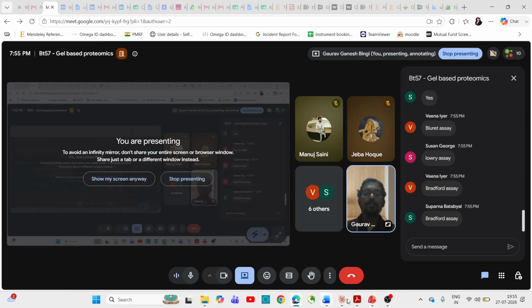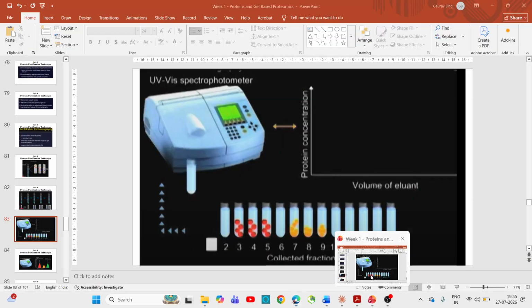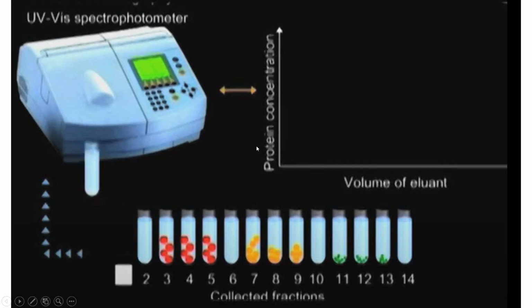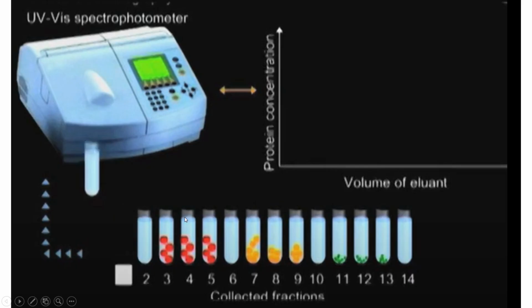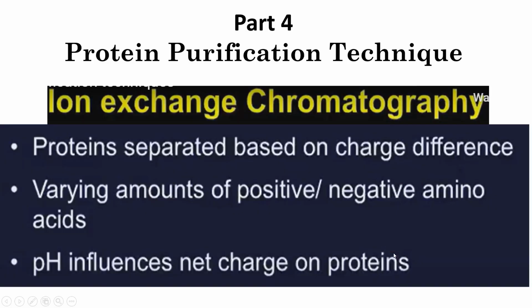So basically, after purification, those fractions can be analyzed by a Bradford assay, or just by UV spectrophotometer, or Folin-Lowry assay, etc. And you can determine the concentration of protein present in it. So this is about the UV spectrophotometer. Then depending upon the concentration, you can get the protein concentration, and initial fractions will generally have higher molecular weight proteins, and later fractions will generally have lower molecular weight proteins.